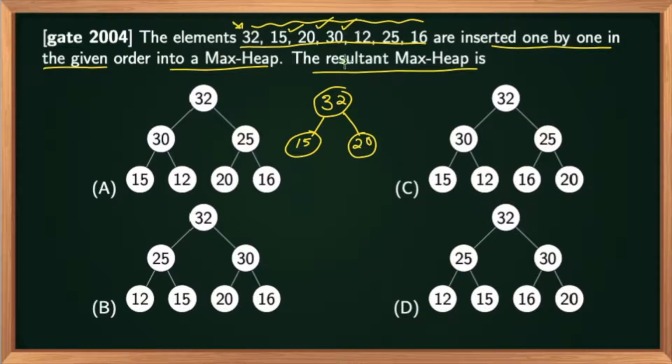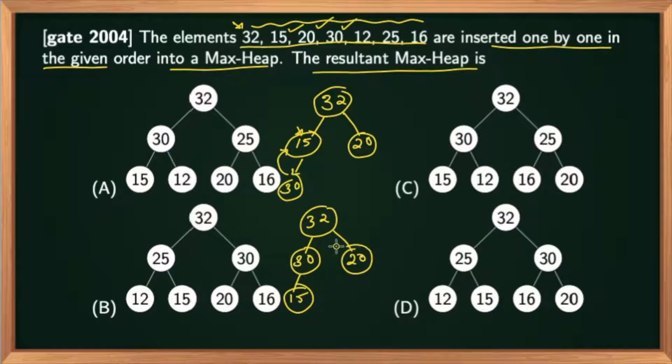Then we have 30, so we have to insert it in the left. Before inserting, we will check with the parent, and we will see that the value is 15, so we have to swap these two. So our new tree will be 32, then we will have 30 here, then we have 15, then 20.